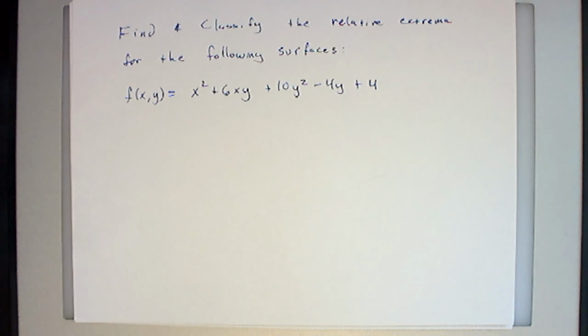Now it's going to be a little more complicated because here, instead of just setting the derivative equal to 0 and finding the points, we're going to have to set each partial derivative equal to 0 and find the pairs of points that satisfy both equations simultaneously. So let's take a look.